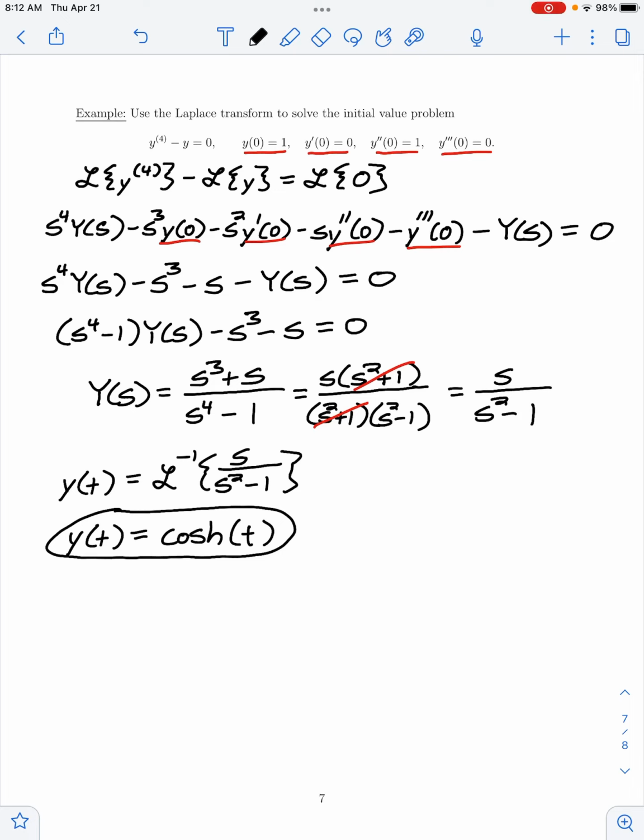And of course, another way that we could have solved this differential equation would be to use a characteristic equation or characteristic polynomial. And for this example, that characteristic equation approach is more difficult than this Laplace transform method. However, we would get the same answer in the end using either method.